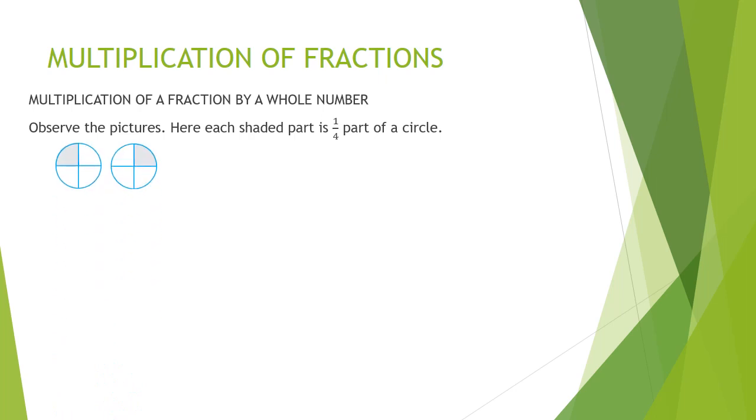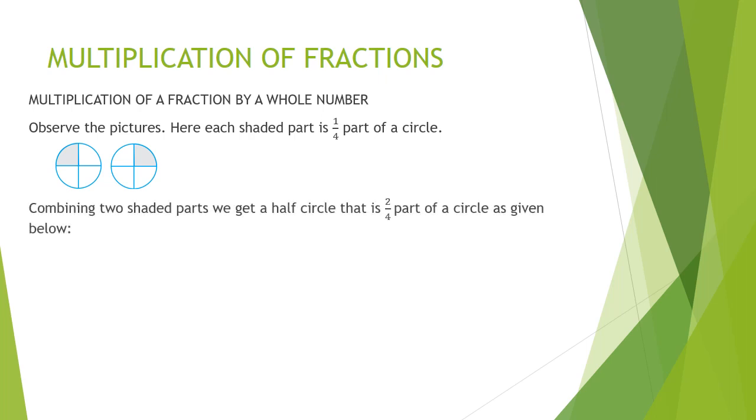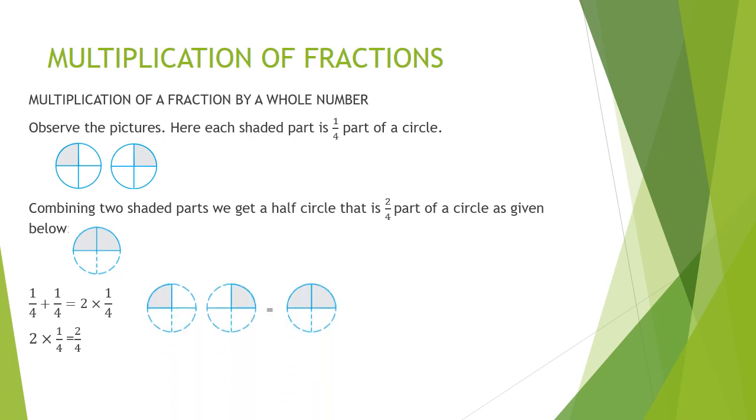Observe the pictures. Here, each shaded part is 1 by 4 part of a circle. Combining two shaded parts, we get a half circle, that is 2 by 4 part of a circle, as given below. That is 1 by 4 plus 1 by 4 gives 2 multiplied by 1 by 4. That is 2 into 1 by 4 gives 2 by 4. So the final picture is as given below.